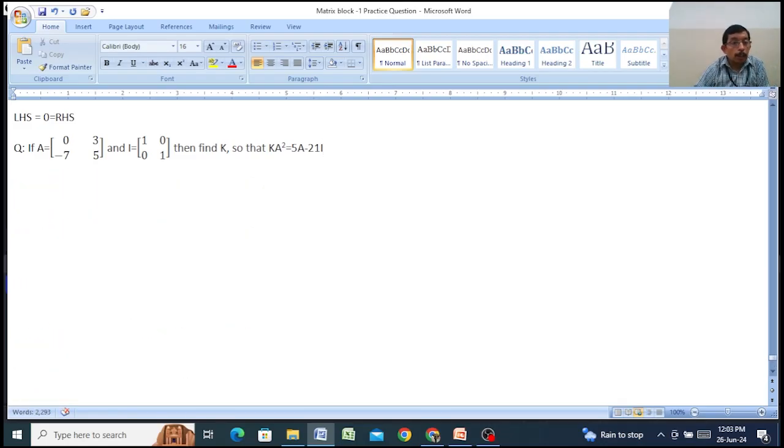This is also a good question. If A is a given square matrix of order 2 by 2 and I is the identity matrix, then find the value of K so that KA square is equal to 5A minus 21I. In this equation A and I are given but A square is not given. First we find the value of A square with the help of A by the matrix multiplication method.